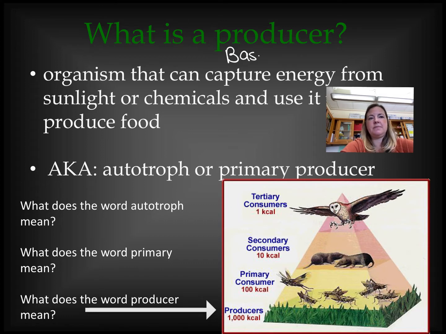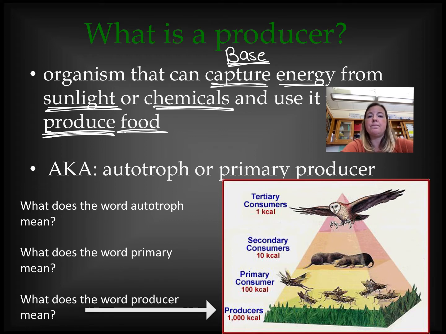Producers are organisms that capture energy from either sunlight or chemicals, and they use it to make their own food. So these organisms do not have a mouth where they consume things. They are going to produce and make their own molecules for food. Usually it's a sugar molecule that they make.